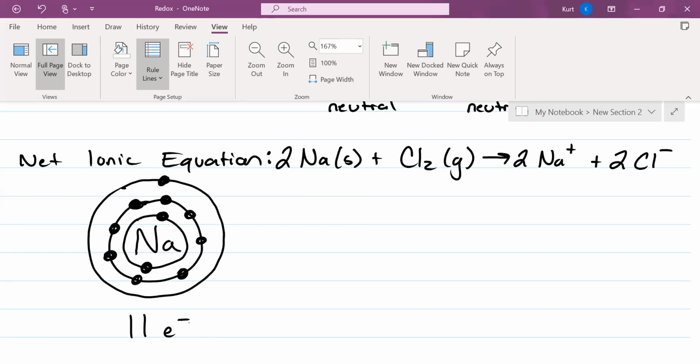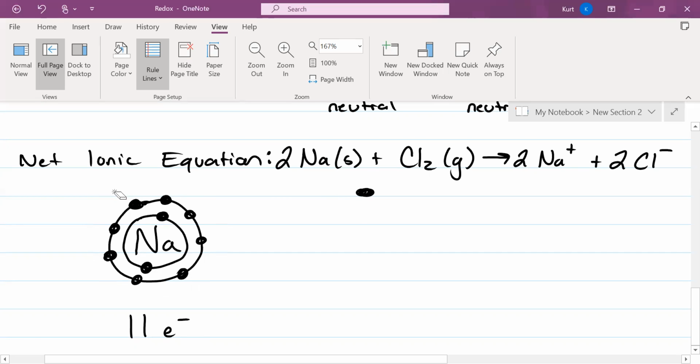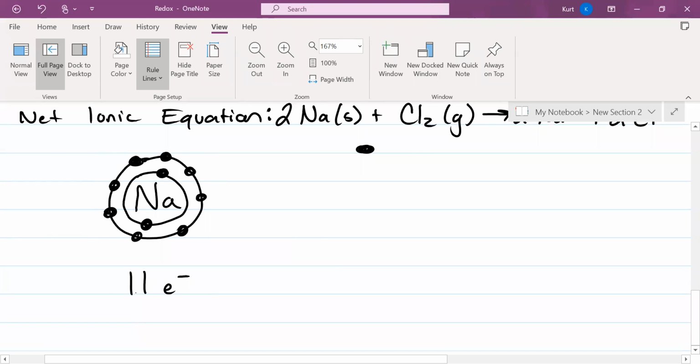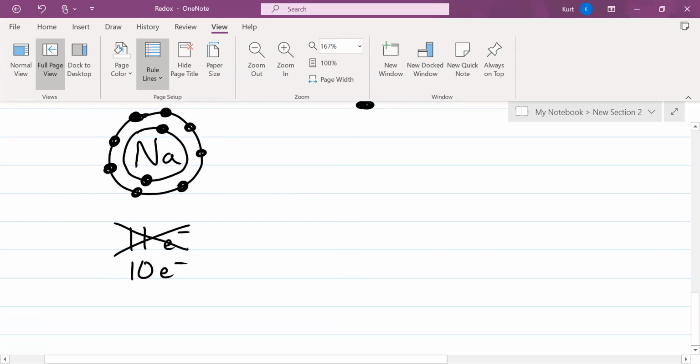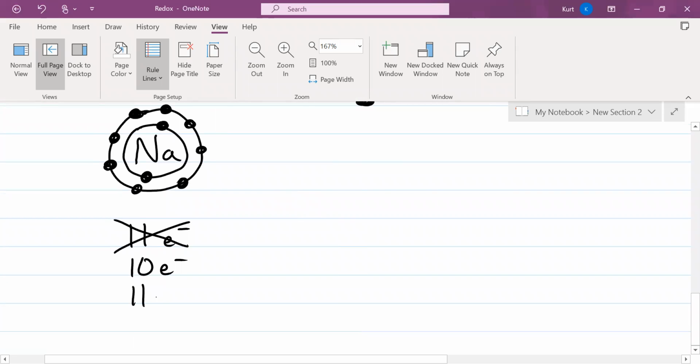So let's lose it. I'm going to just put this over here for safekeeping. I'm going to erase all this. And so now, how many electrons does it have? 10. But how many protons does it have? 11. So what is its ionic charge? Is it positive or negative?